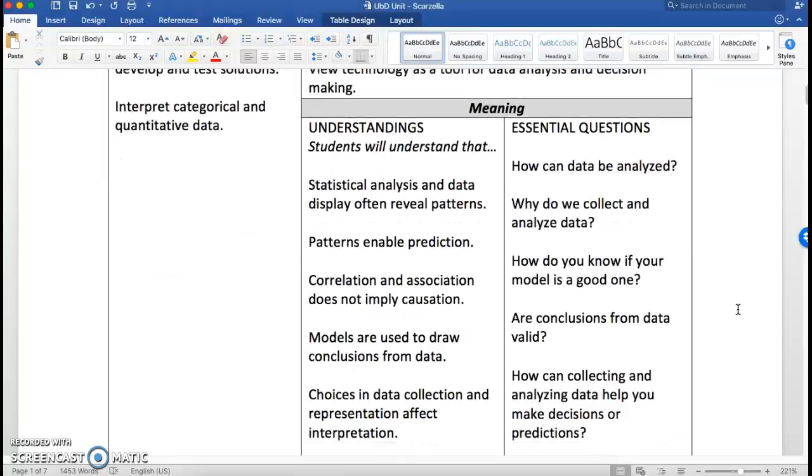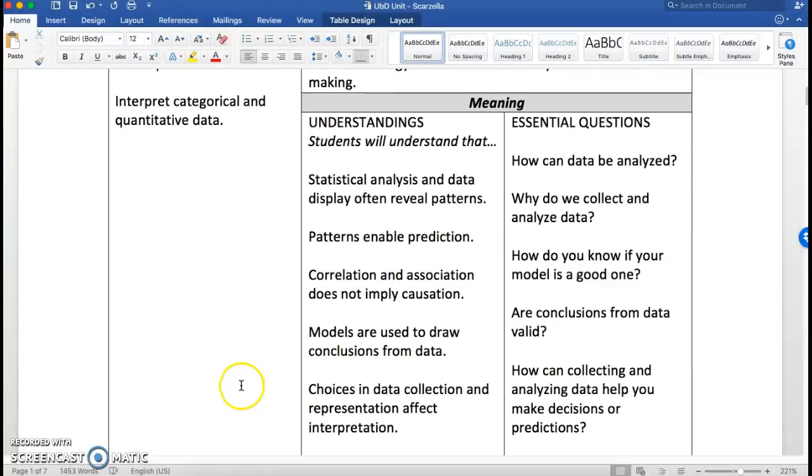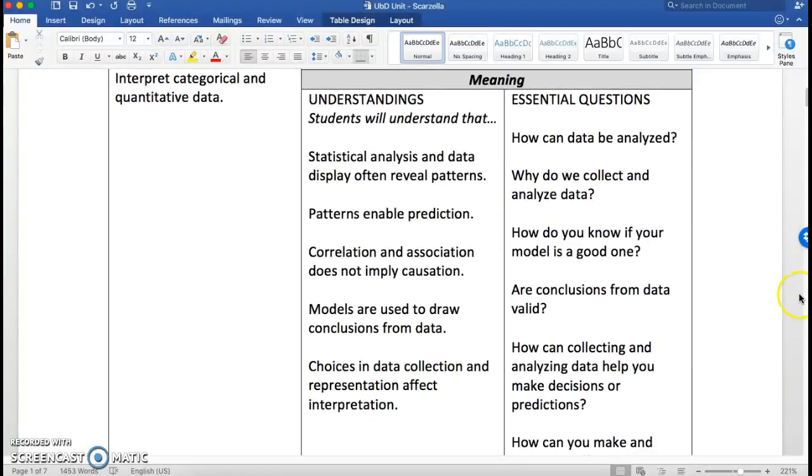The understandings that the students are going to have at the end of this unit are that statistical analysis and data display often reveal patterns. Patterns enable prediction. Correlation and association do not imply causation. Models are used to draw conclusions from data. Choices in data collection and representation affect interpretation. So those are the basic understandings that I want my students to learn during this unit.